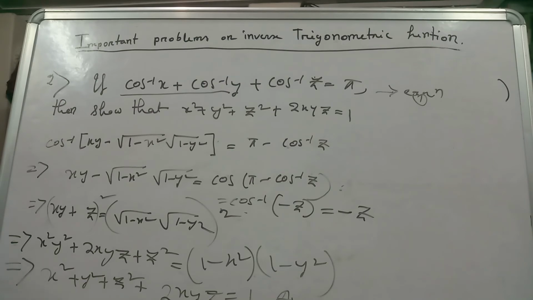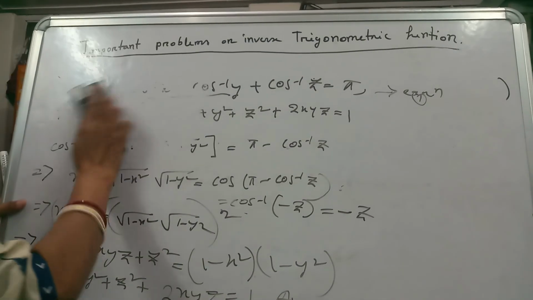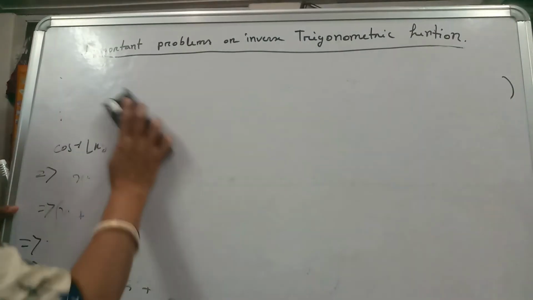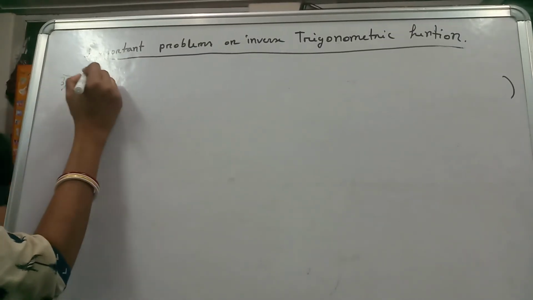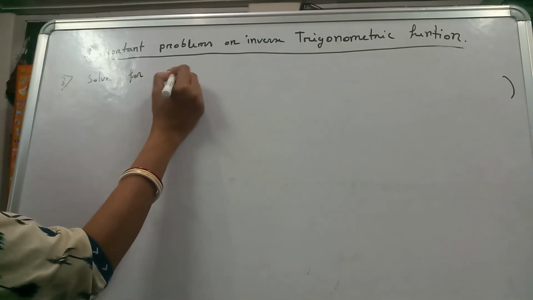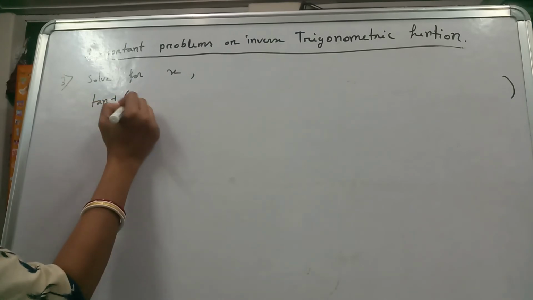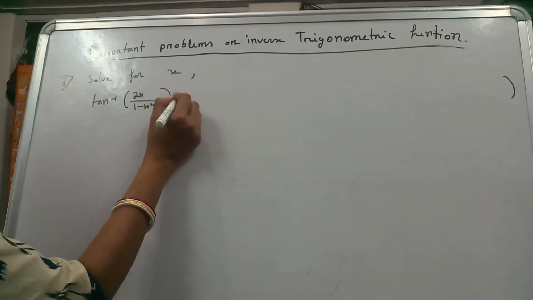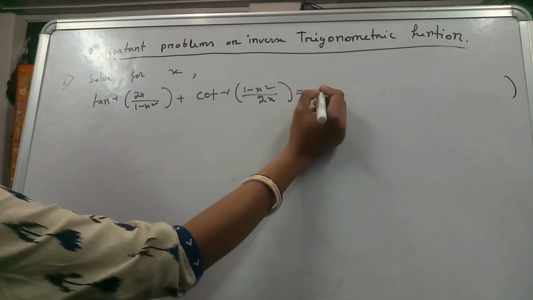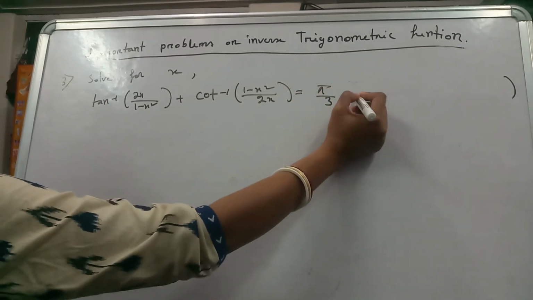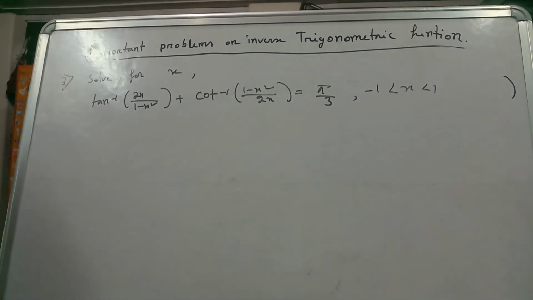Now to this last problem, which is also a very important problem: solve for x, tan inverse of 2x divided by 1 minus x square plus cot inverse of 1 minus x square divided by 2x equal to pi by 3. Our condition is that minus 1 less than x less than 1.